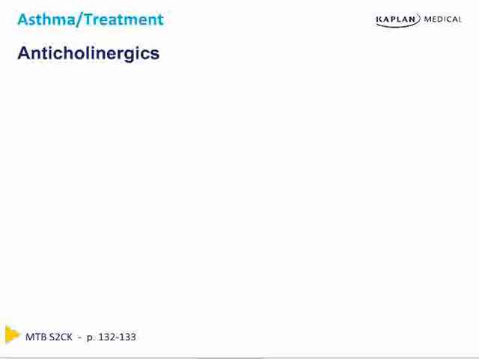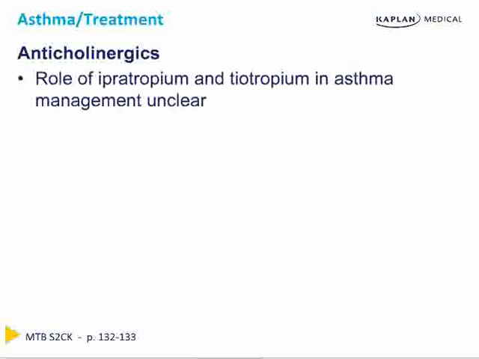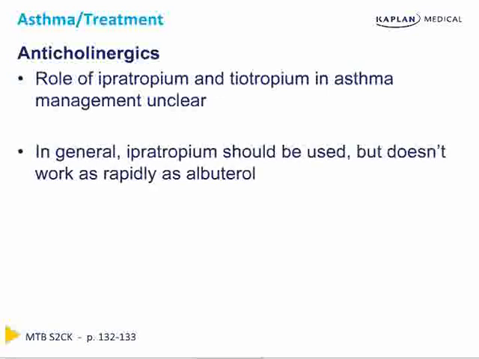However, it is worth noting that really no large trials have ever demonstrated that either ipratropium or its long-acting version, tiotropium, have been particularly useful in the role of asthma management. However, because these drugs do work well for other obstructive lung diseases, and because their mechanism seems to make sense to treat an asthma flare, we do often use them. Ipratropium is the one of choice. However, it does not work quite as rapidly as albuterol.